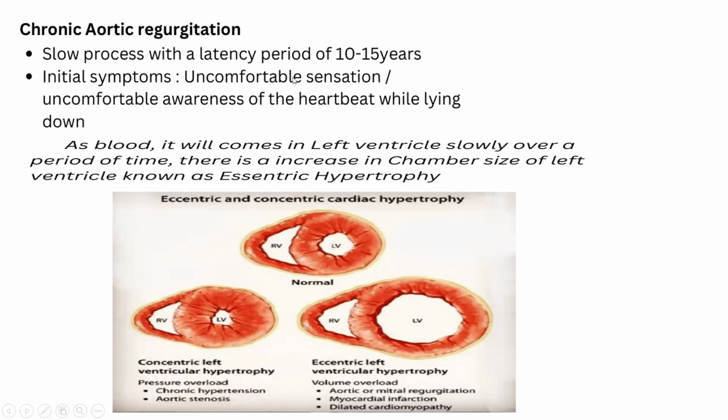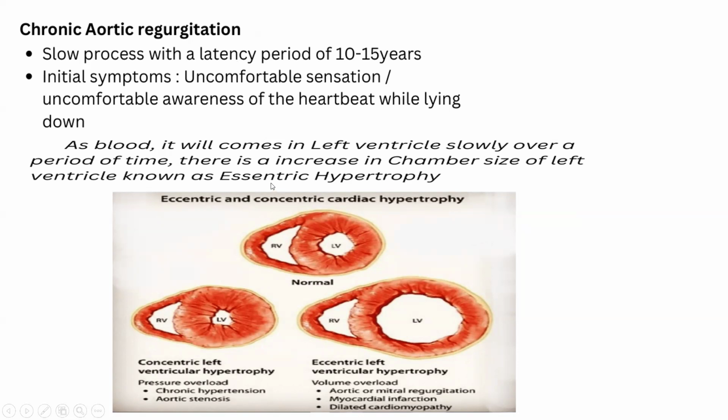It's a slow process with a latency period of 10 to 15 years. So it's a very slow process going over 10 to 15 years. The initial symptoms can be an uncomfortable awareness of the heartbeat while lying down. Now, as blood comes into the left ventricle slowly over a period of time, there is an increase in the chamber size of the left ventricle, known as eccentric hypertrophy.